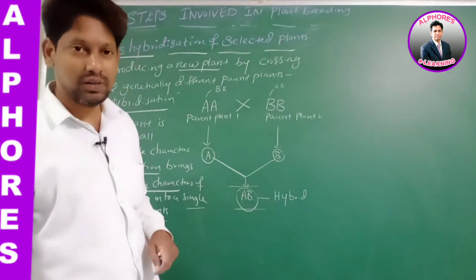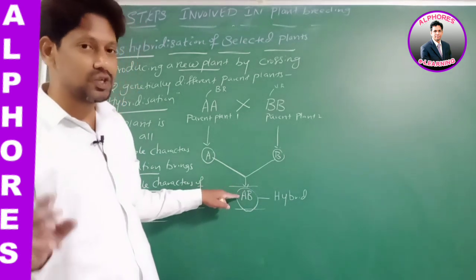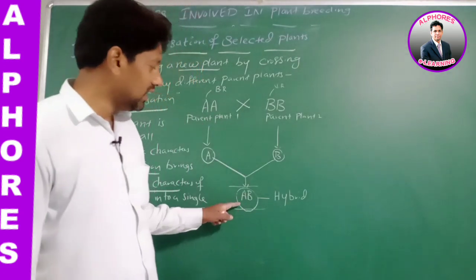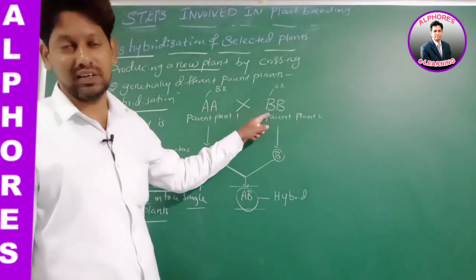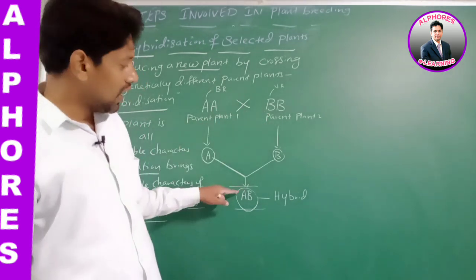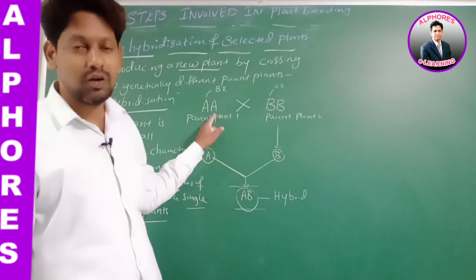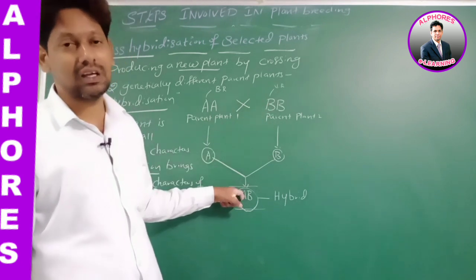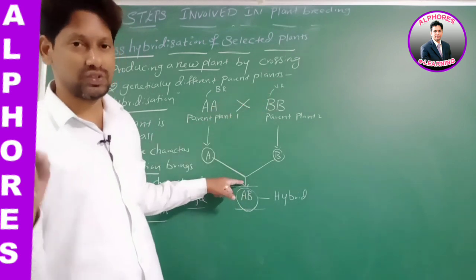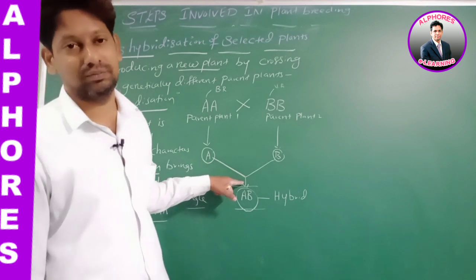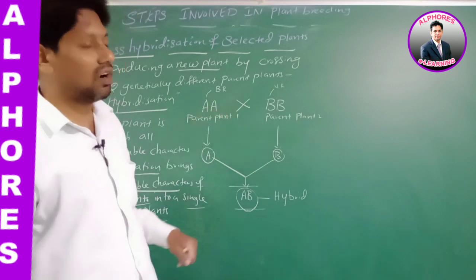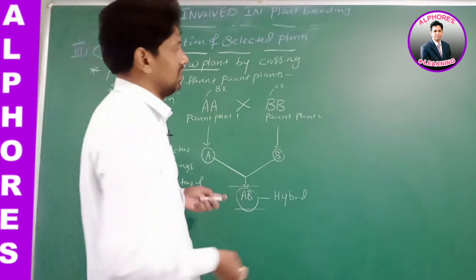Now you tell me, this hybrid is superior over both the parents. Yes or no? How are you saying so? Because it has characters of both the parents. So hybrid is superior over both the parents. Superiority of hybrid over both the parents is called heterosis. This we also read in first year. Superiority of hybrid over both the parents is called what? Hybrid vigor.